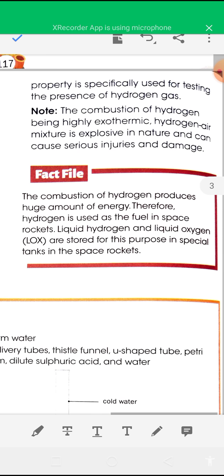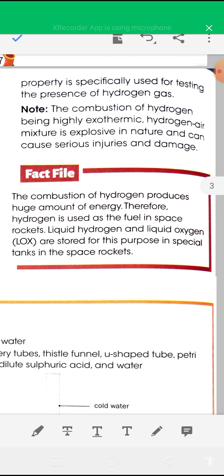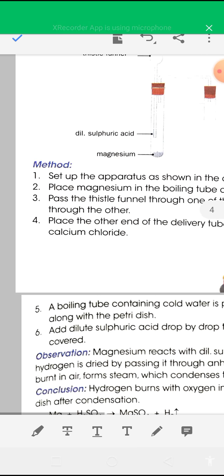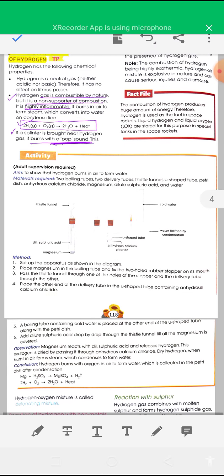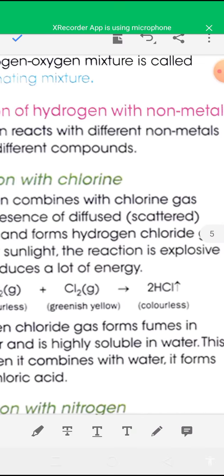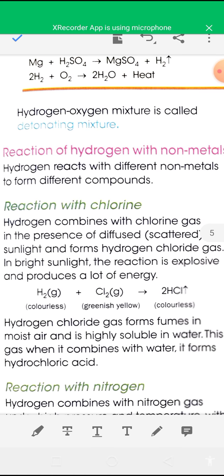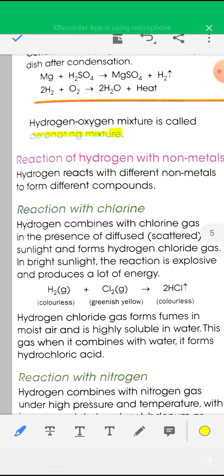So chemical properties. First, reaction of hydrogen with oxygen is given. Then here one note is given. The mixture of hydrogen and oxygen is known as detonating mixture. Remember that. What is detonating mixture? The mixture of hydrogen and oxygen. This mixture is known as detonating mixture.